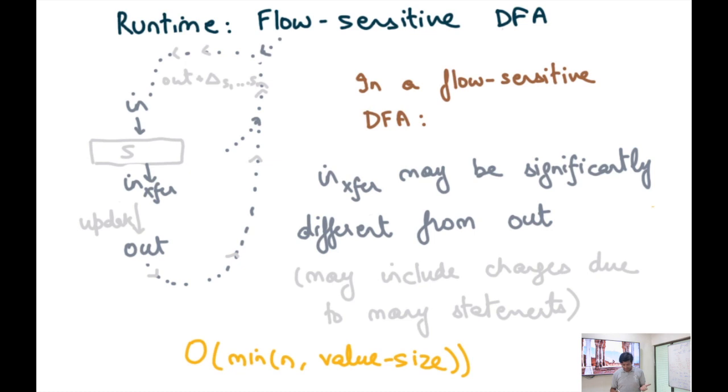Okay, so once again, why is it n? Because after all, there could be up to n different changes. But if the value size is smaller than n, then the maximum difference, the distance between any two values, whether they are in transfer and out, cannot be bigger than value size. So we also use a min to denote that.